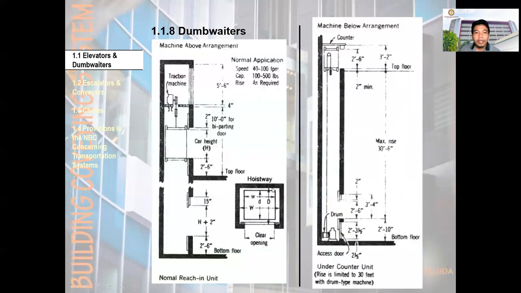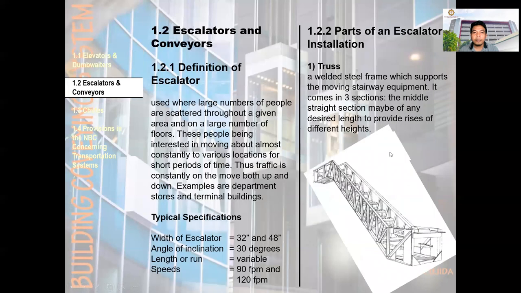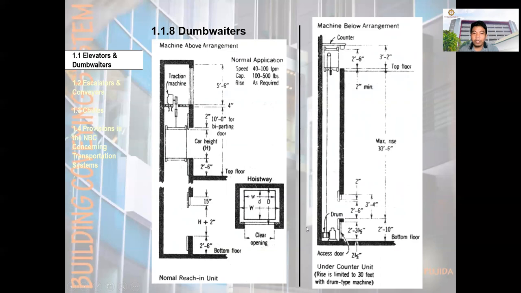Okay. Next, we have the dumb waiters. So this is the illustration of dumb waiters. Mostly they are used to transport food from one level to another. So that's the dumb waiter. So this is the illustration of the dumb waiters. This is used mainly for food transport, or you can have a freight transport.